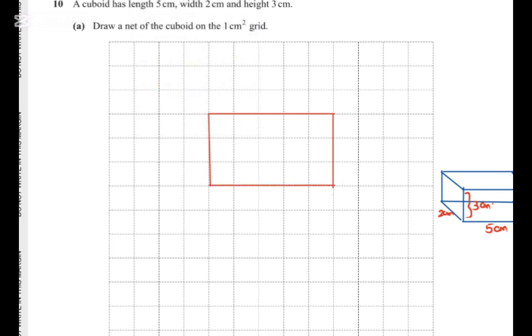This is one face, and attached to that face will be the base, which has 2 centimeter width and 3 centimeter length, or you can say 3 centimeter width and 2 centimeter length. So make a small face like this. This is the small face. Then attached to that is one more big face. We'll draw that.